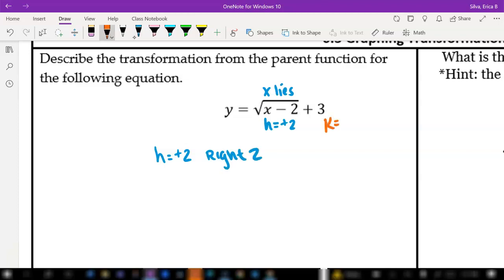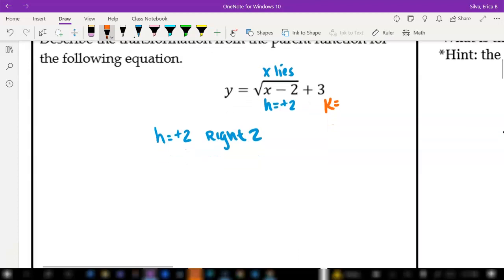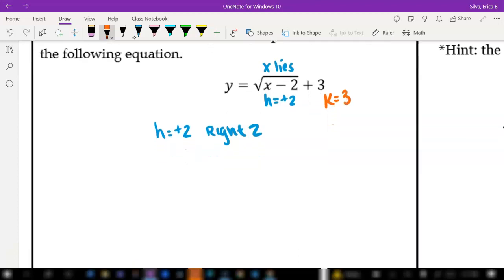K is outside of the parentheses or radical. That's going to be a positive 3. So if k is a positive 3, that means we're going vertical, which is up 3.